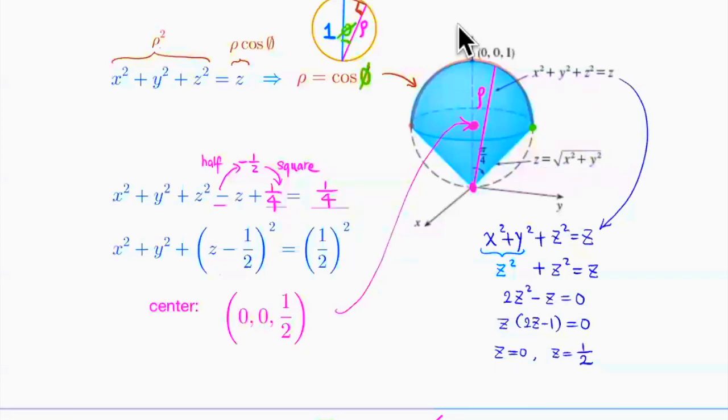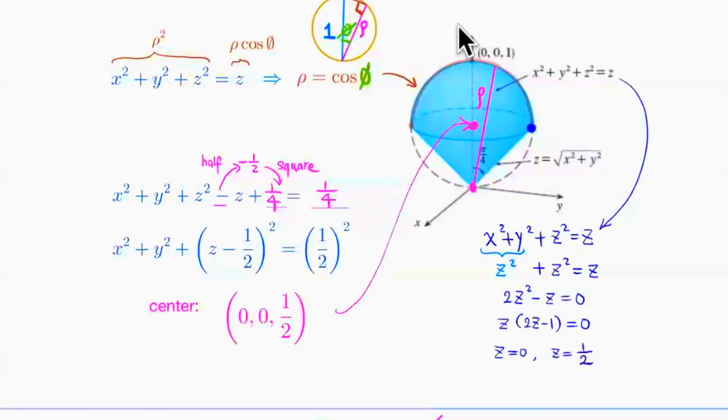So we can replace this x squared plus y squared here by z squared, because z is the square root of x squared plus y squared. So this is z squared. Adding z squared equal to z. Now we get this quadratic equation. We take out the common factor z: z times (2z minus 1) equals 0. z equals 0 or z equals 1/2.